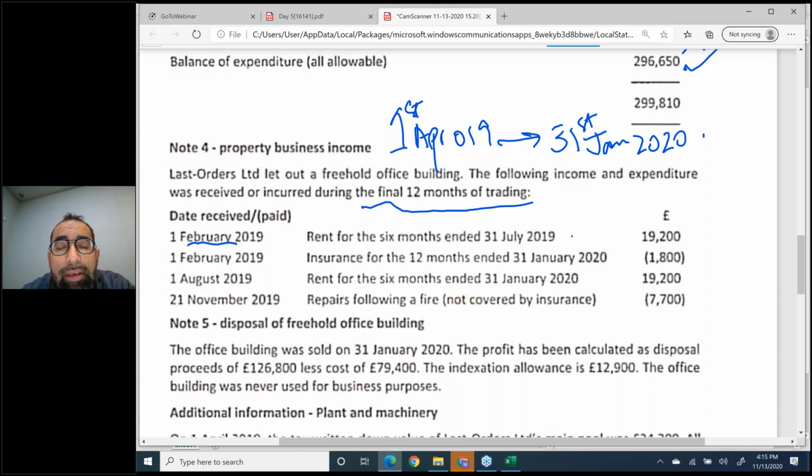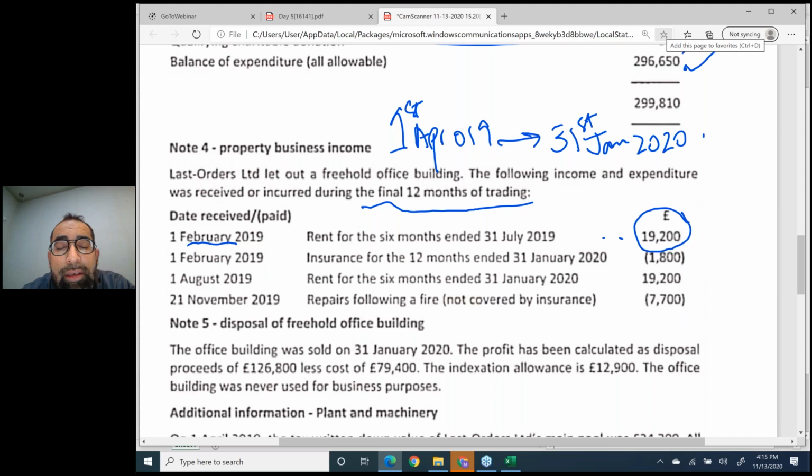Feb and March 2019 lie in the previous accounting period. From April 19 to July 19, these 4 months are from our accounting period. So we will only include 4 months from this. Be careful. Then insurance for the 12 months, exactly 12 months to 31st January 2020.